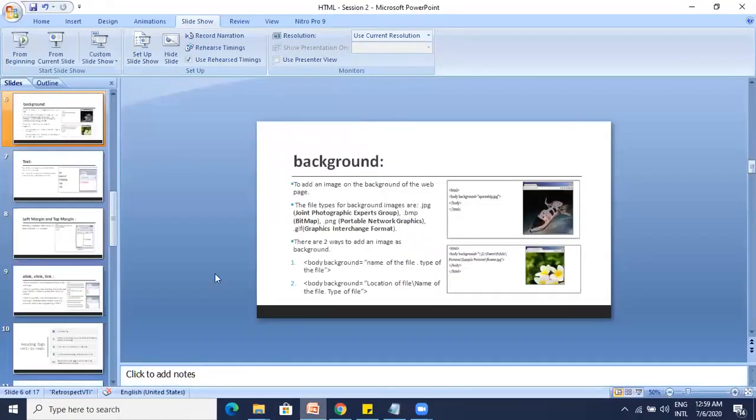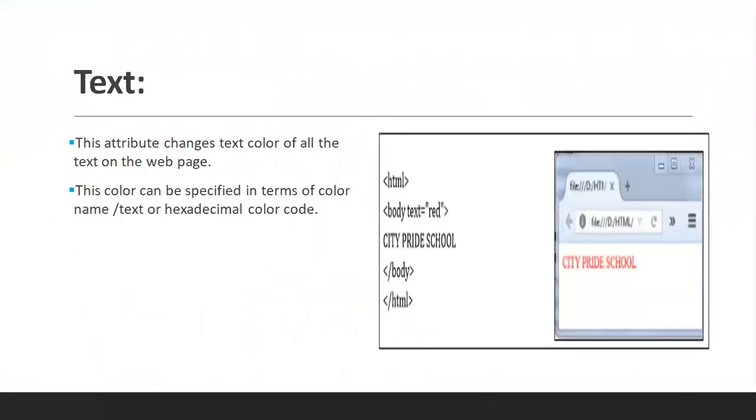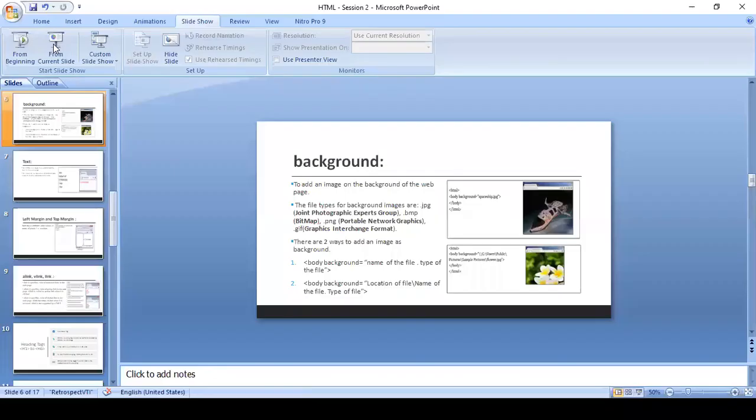So that was about the second attribute, that is background. First we had seen bgcolor, second is the background. Going ahead is the text. This attribute changes the text color of your web page. Whatever text you write on the web page, you can change the color of that text according to your requirement. The color can be the color name or the hexadecimal color code, which we have seen. So how do we do that?